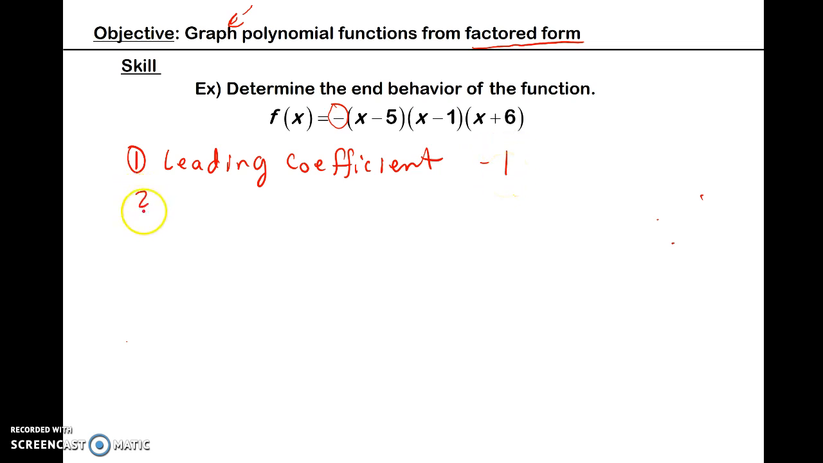The second step that we have to follow in identifying end behavior is we have to determine the degree power of our function. And in this case, we have 1, 2, and 3 zeros. So therefore, this is going to resemble a cubic function with our end behaviors being different.